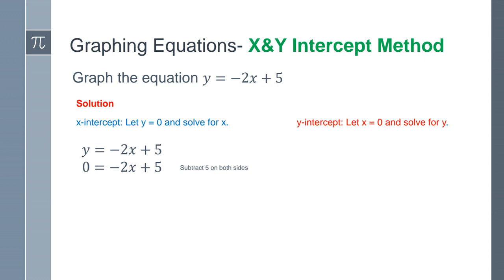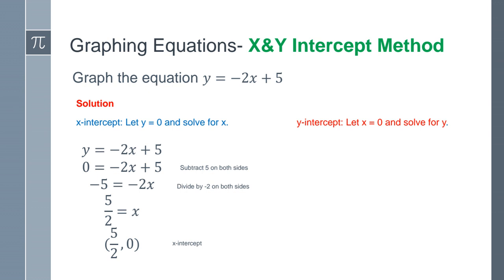So the first thing we're going to do is subtract 5 on both sides. So 0 minus 5 is just -5, leaving us with -5 is equal to -2x. Then we're going to divide by -2 on both sides. And when we do that, originally we had -5 divided by -2, but a negative divided by a negative is a positive. That will leave us with just 5/2. So x is equal to 5/2, and again, we had set y equal to 0.